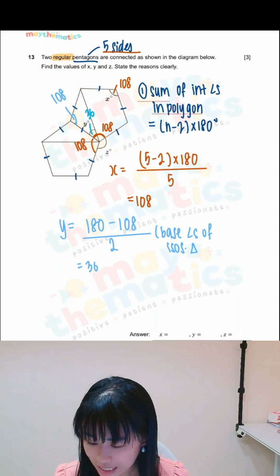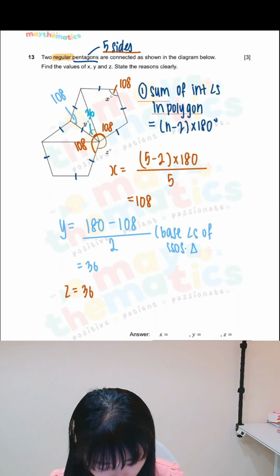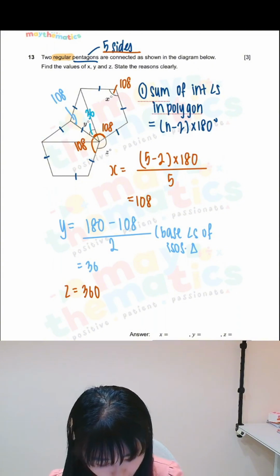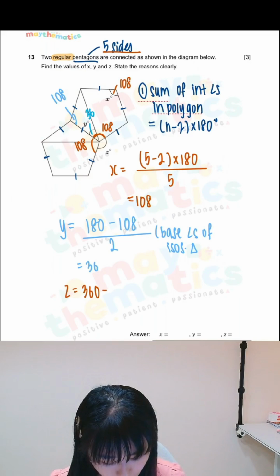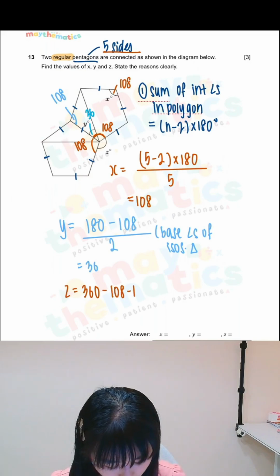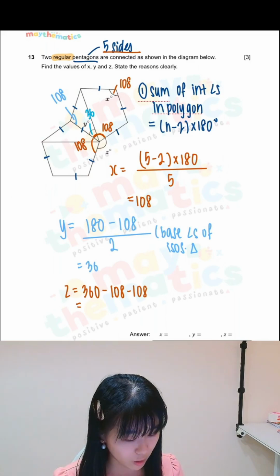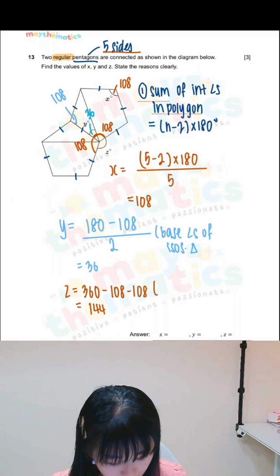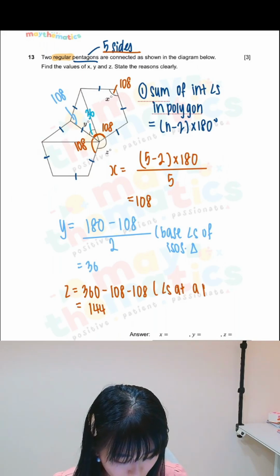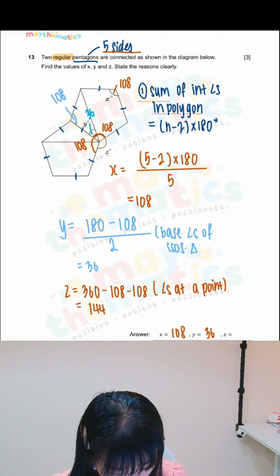Okay, so to find z, I just need to take 360 degrees minus, okay, I will not write degrees because they say find value. Find value doesn't need the unit. So 360 minus 108 minus 108, you will get 144. And the reasoning is angles at a point. Alright? 108, 36, and 144.